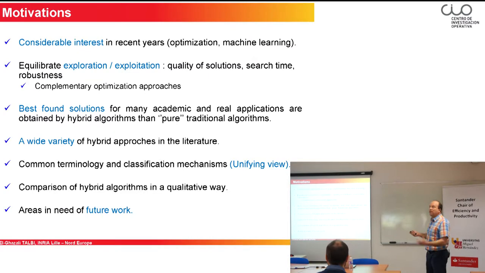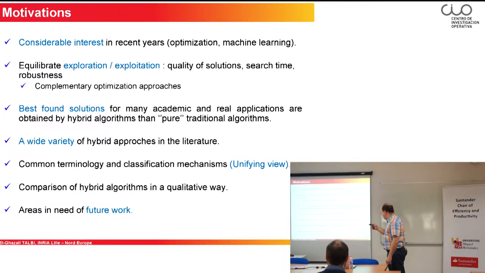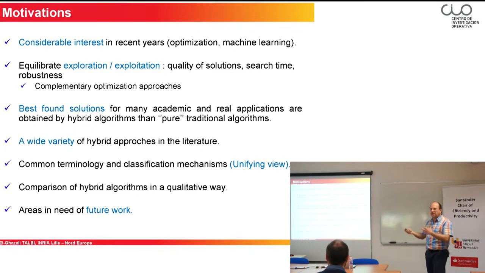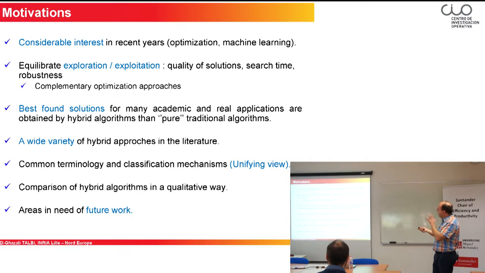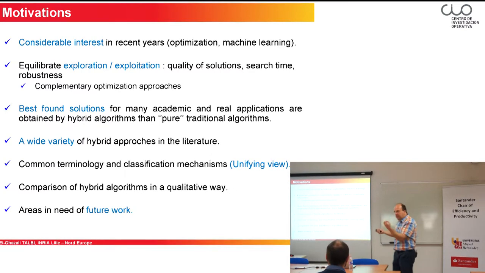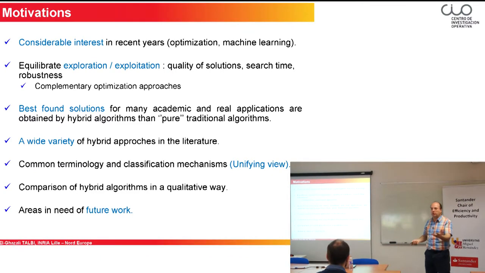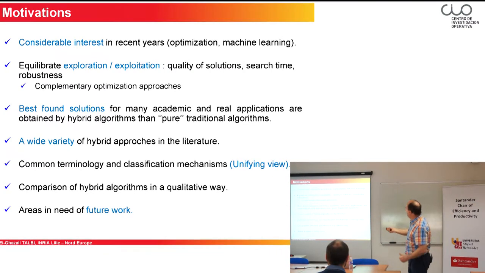Okay, so what is the motivation? In recent years, a lot of interest has been devoted to combining ideas from metaheuristics, mathematical programming, and machine learning. So don't forget, in designing optimization algorithms or machine learning algorithms, the criteria are always this equilibrium between exploring the search space and exploiting the characteristics of the good solutions you are visiting. So this is always the equilibrium between what we call exploration of the search space and exploitation of the best solution found.